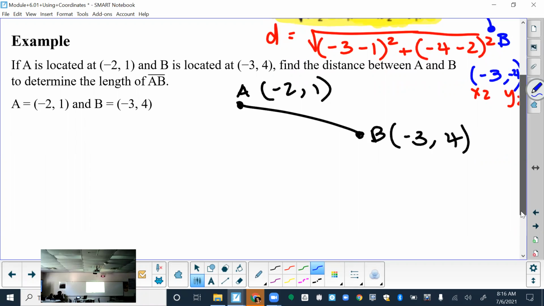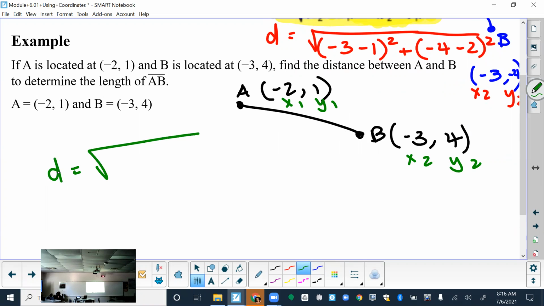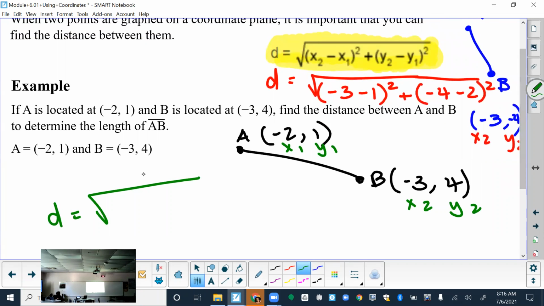All right, so what I would do to make it easier on myself is label each one. I can pick either one to be x1, y1, and the other to be x2, y2. So if I label it like this and I plug it into the formula that's up here, you did it a little differently. You did it backwards, so I'll do it the way you did it. You'll still get the same answer. So we'll make this one x1, y1, and this one x2, y2.